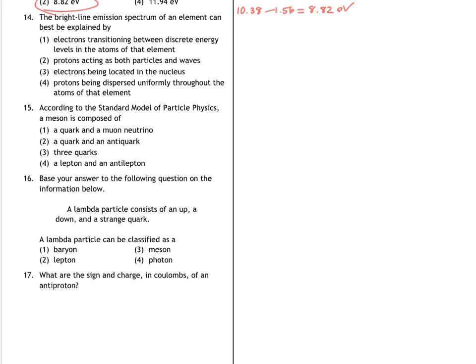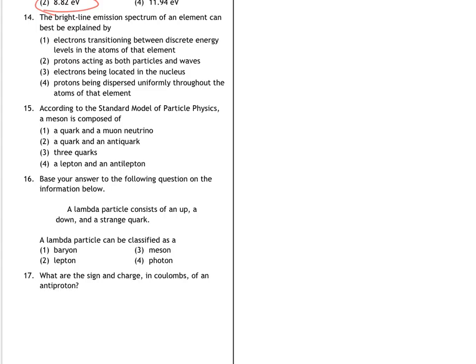For number 14, it says the bright line emission spectrum of an element can best be explained by. The bright line emission spectrum is when the electrons in orbitals are returning to their ground state and releasing energy. The only answer choice that really comes anywhere close to that idea is choice 1.